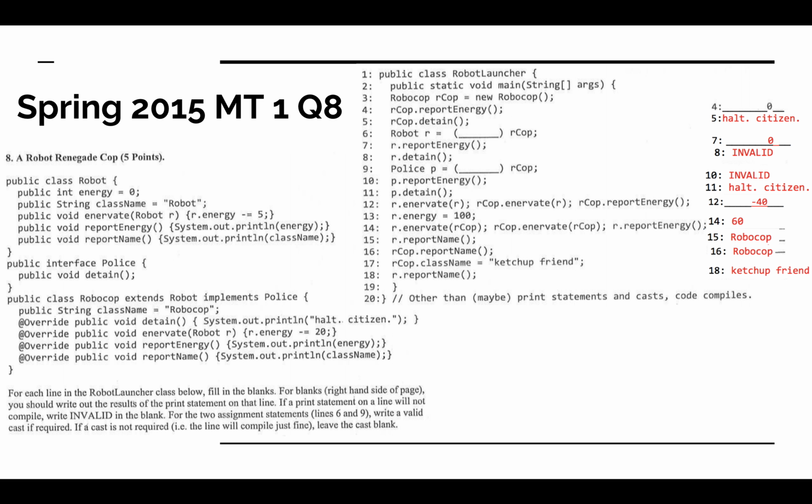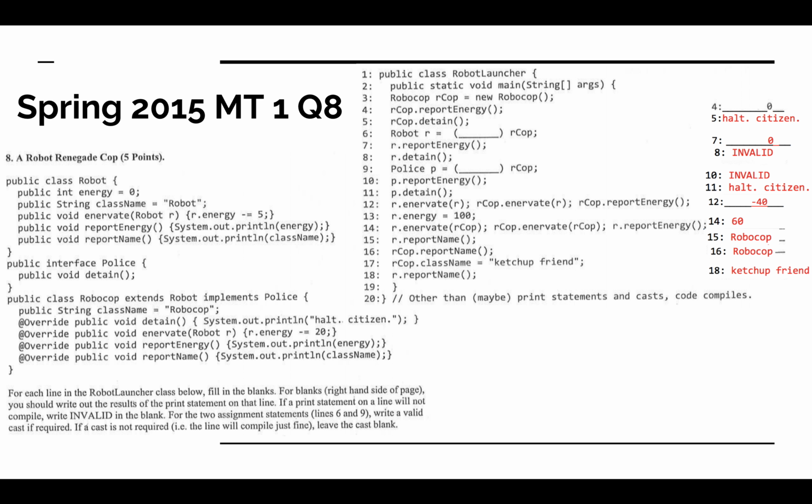R dot which one? Line 12. Yeah. R.enervate(R). R's static type is Robot. So it goes to the Robot class and checks whether it has an enervate method. It does have one, which takes in R, which is also a Robot. But then during runtime, it would see the first R, R.enervate, that R's dynamic type is Robocop. Then it goes to the Robocop's enervate.